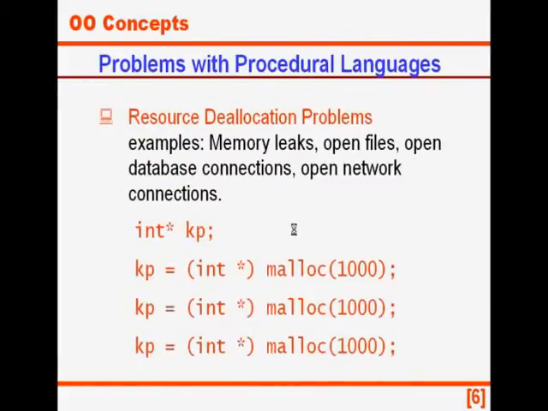Another big problem with procedural languages is the resource deallocation problem. What are resources? Resources can be anything starting from memory to files to open database connections and network connections. What happens in this code here?